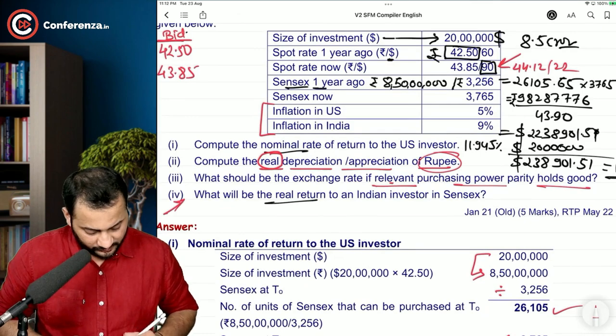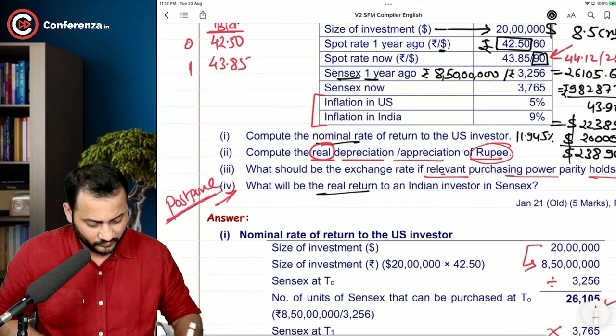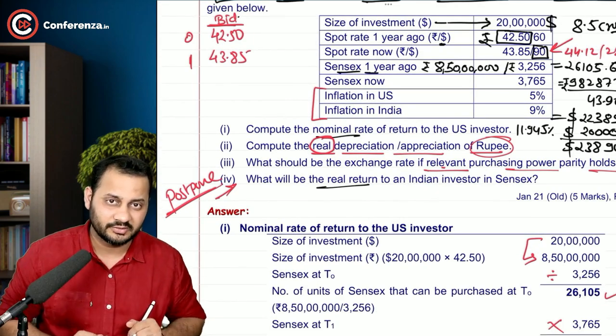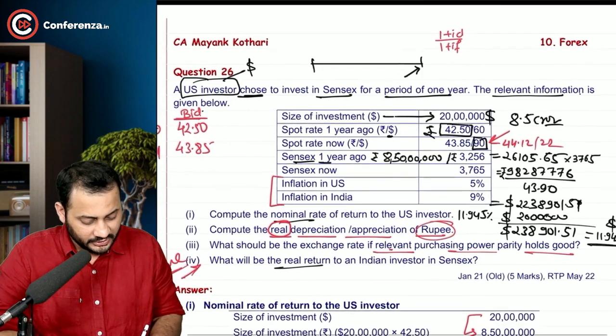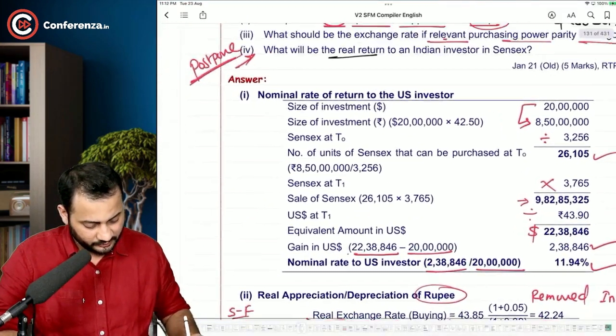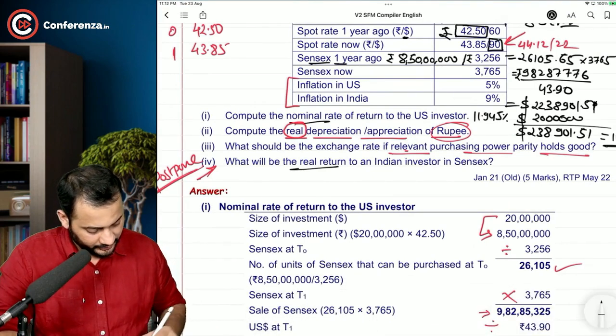This is what we will postpone. In fact, you can take it as homework after we discuss the international financial management chapter. See, the only logic that we need to learn for solving this part is this. You will get to know about it.